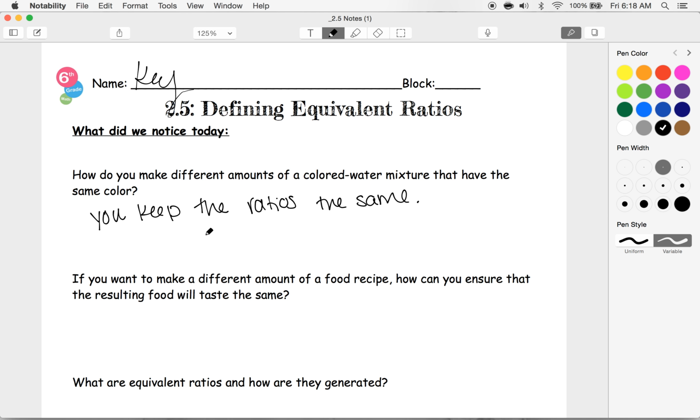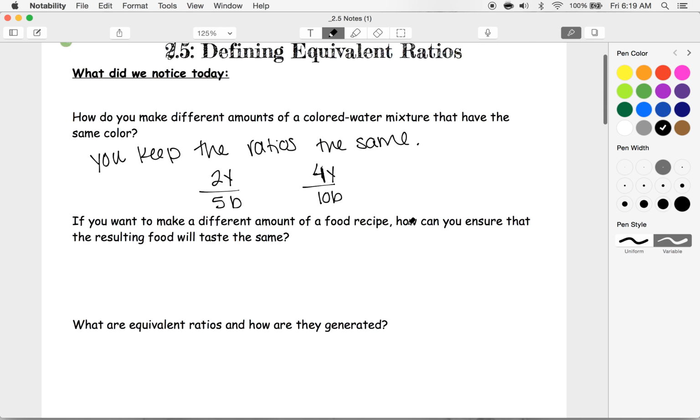Okay, so for example, if I had 2 parts yellow and 5 parts blue, if I wanted to make more, I could do maybe 4 yellow to 10 blue. So I went from 2 to 4 by multiplying by 2. I went from 5 to 10 by multiplying by 2. Although my amounts are different, my ratio is the same.